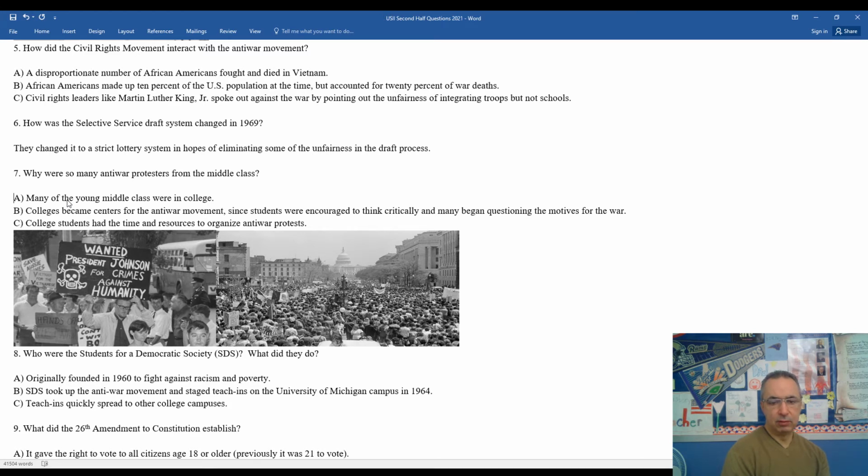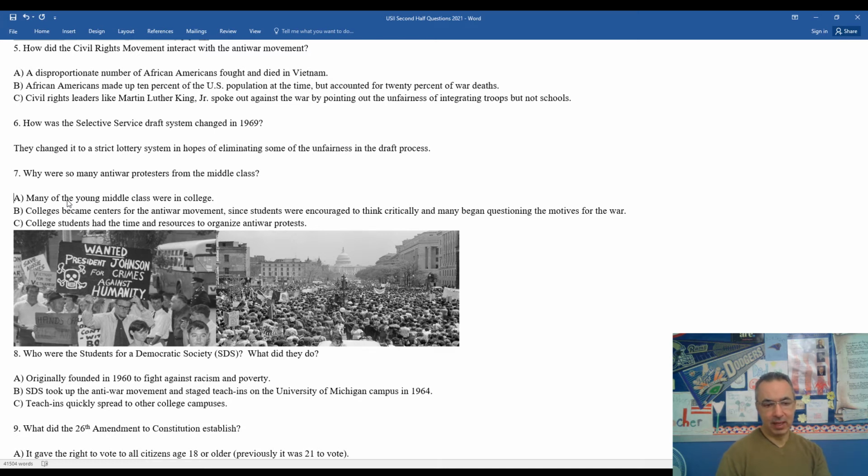Students who were thought to think critically were the students who were questioning the motives for the war. There were a lot of intellectual anti-war professors at some of these universities too, who helped to motivate students and instill that desire to stand up.